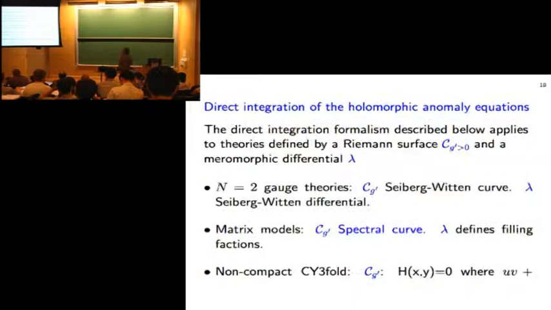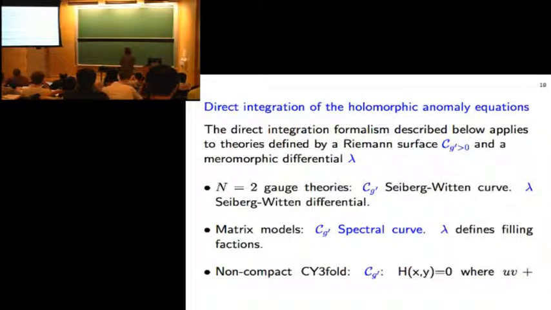So let me now come to the next part of my talk, namely the direct integration of the holomorphic anomaly equations. And this direct integration formalism that is described below applies to theories defined by a Riemann surface. G prime is the genus of this Riemann surface, and there is a meromorphic differential.